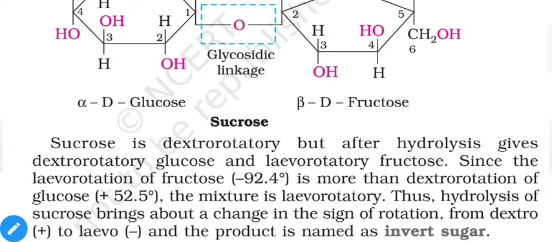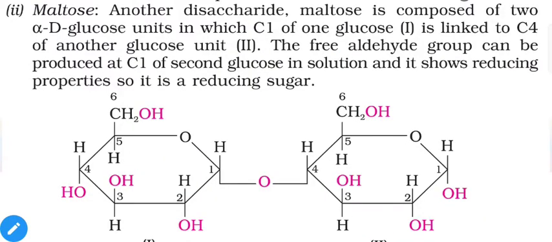So the simple reason is that they flip the sign before and after the reaction, that's why it is called invert sugar. Another disaccharide, maltose, is composed of two alpha D glucose units in which C1 of the first glucose and C4 of the second glucose unit are joined together, and that's why the aldehyde group of the second glucose unit is still available. Okay, so that means it is a reducing sugar because its reactive group, the aldehydic group, is still available.